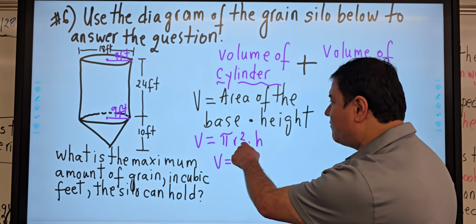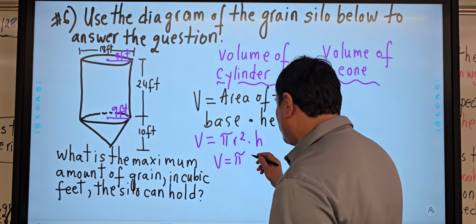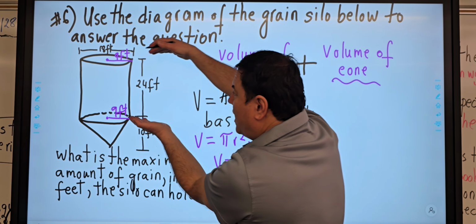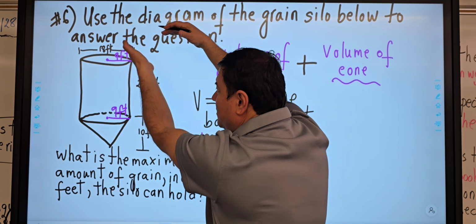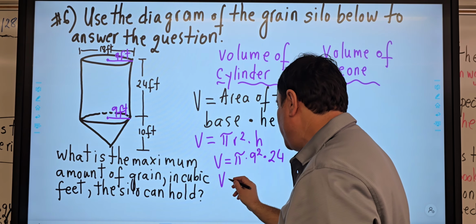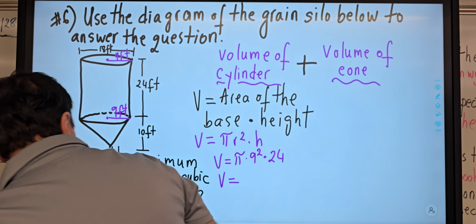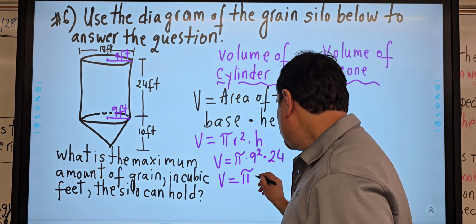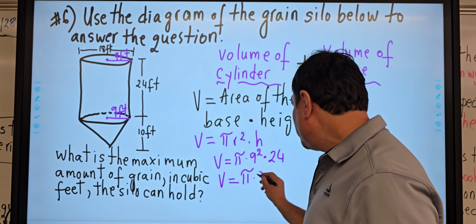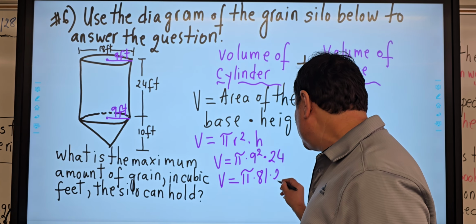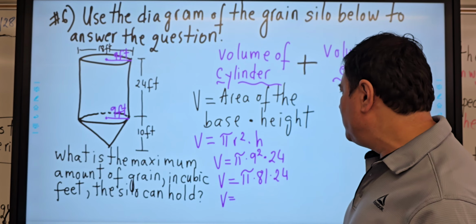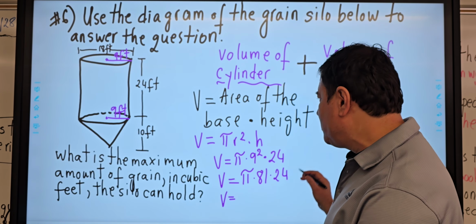So let's substitute. Instead of r, we are going to put 9 squared, times the height. And the height is actually 24. The height of the cylinder is 24, and they are giving it to us. So let's see what we get now. Pi times 9 squared is going to be 9 times 9, which is 81. So times 81 and times 24. And don't forget feet cubed at the end.